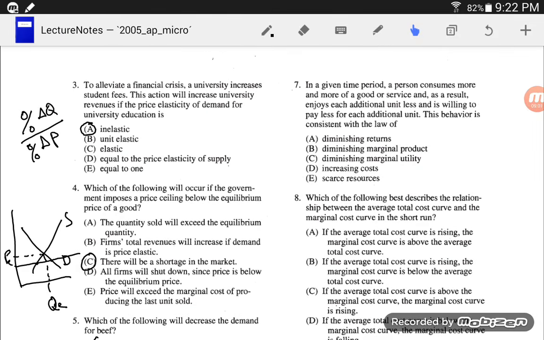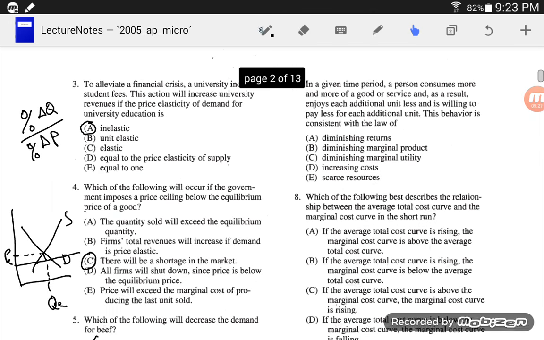Number 7. In a given time period, a person consumes more and more of a good or service, and as a result enjoys each additional unit less, and is willing to pay less for each additional unit. This behavior is consistent with the law of diminishing marginal utility. Utility is that benefit that we get from additional items, and so it's definitely C. Diminishing marginal returns would be on the production side. This is on the demand side, and that's why the demand curve is downward sloping.